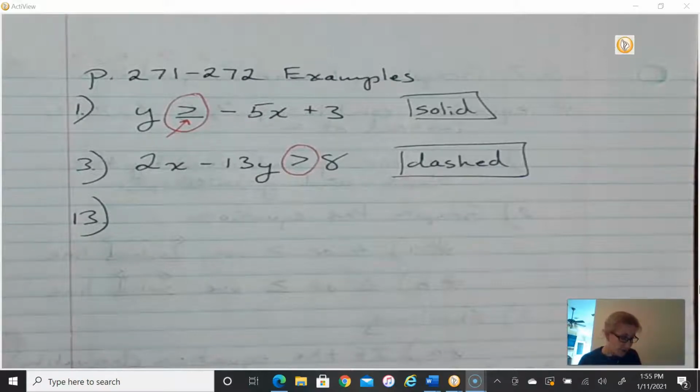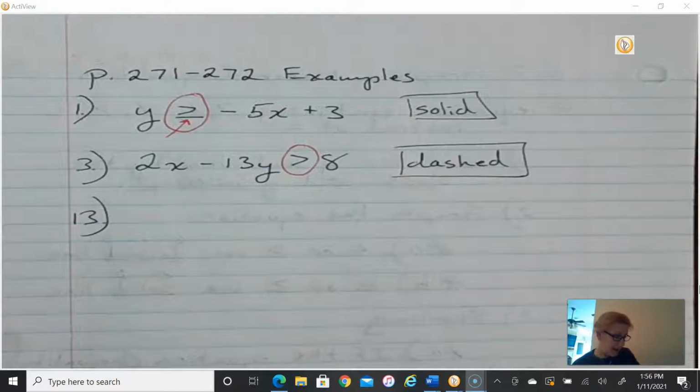Please note in your book, A, B, C, and D have pictures of graphs. Below that, 13, 14, 15, 16 have the inequality written up there. You have to match the inequality to the graph. Now, there are little clues given to you, so let me tell you, look at each one.